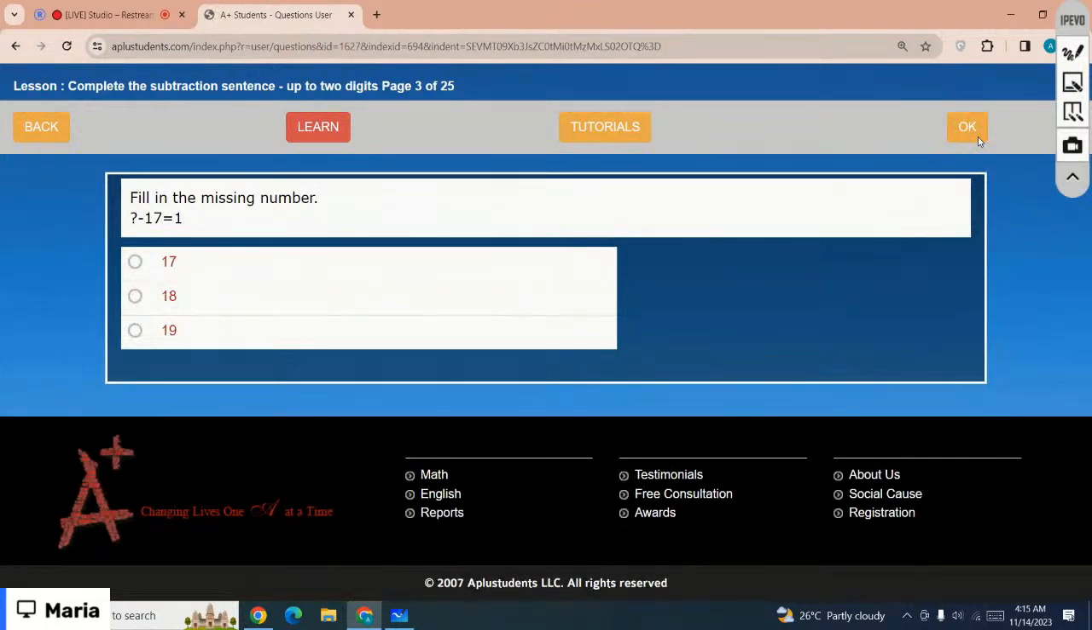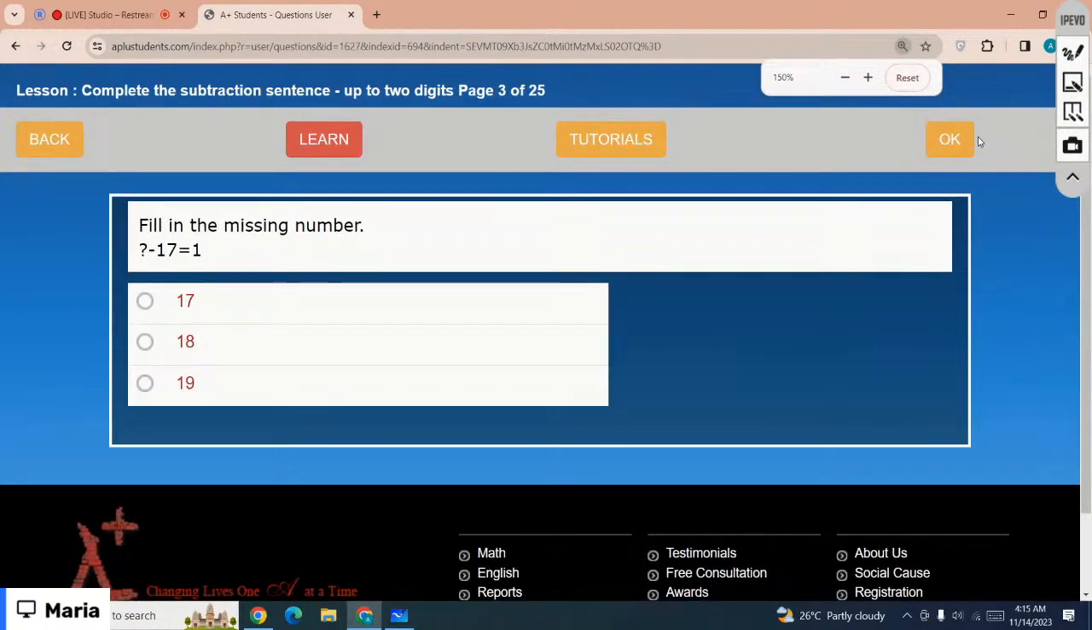Okay, fill in the missing number. Okay, which option is the correct one? Start by checking the options, right? The first one is 17. 17 minus 17 is 0, not 1, right? So 17 is not the correct option. Then 18 minus 17. You cannot subtract a smaller number out of the greater one, right? The second one is 18 minus 17. Yes, so 18 minus 17 equals 1. The correct option is 18 minus 17.